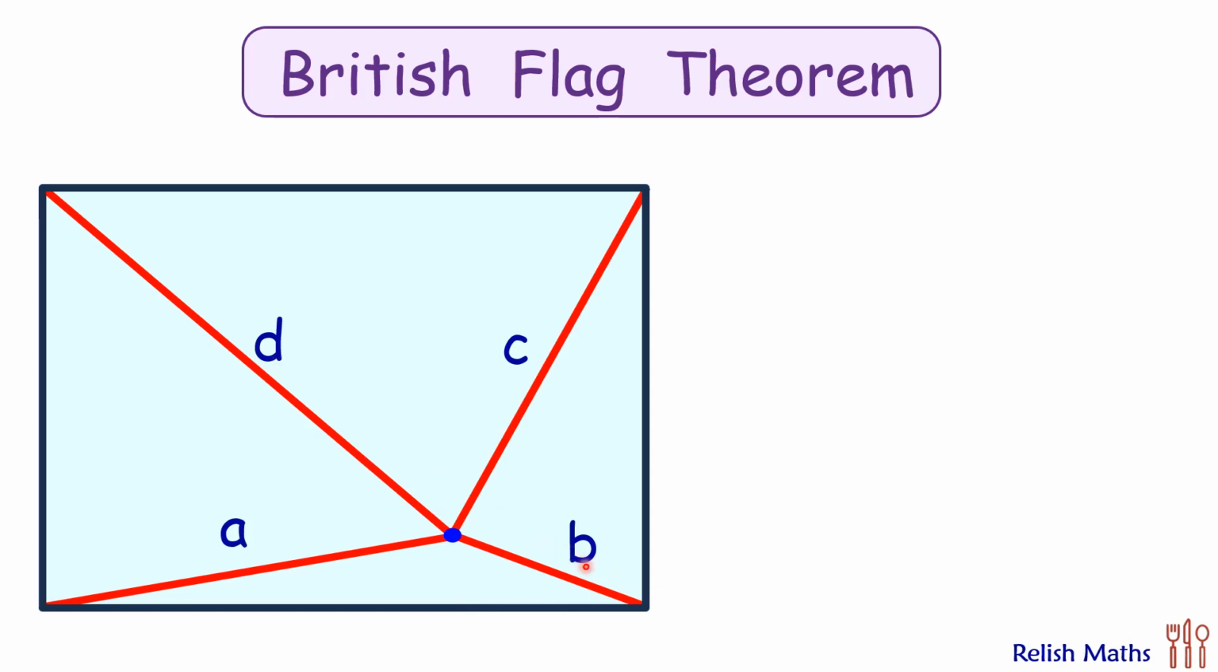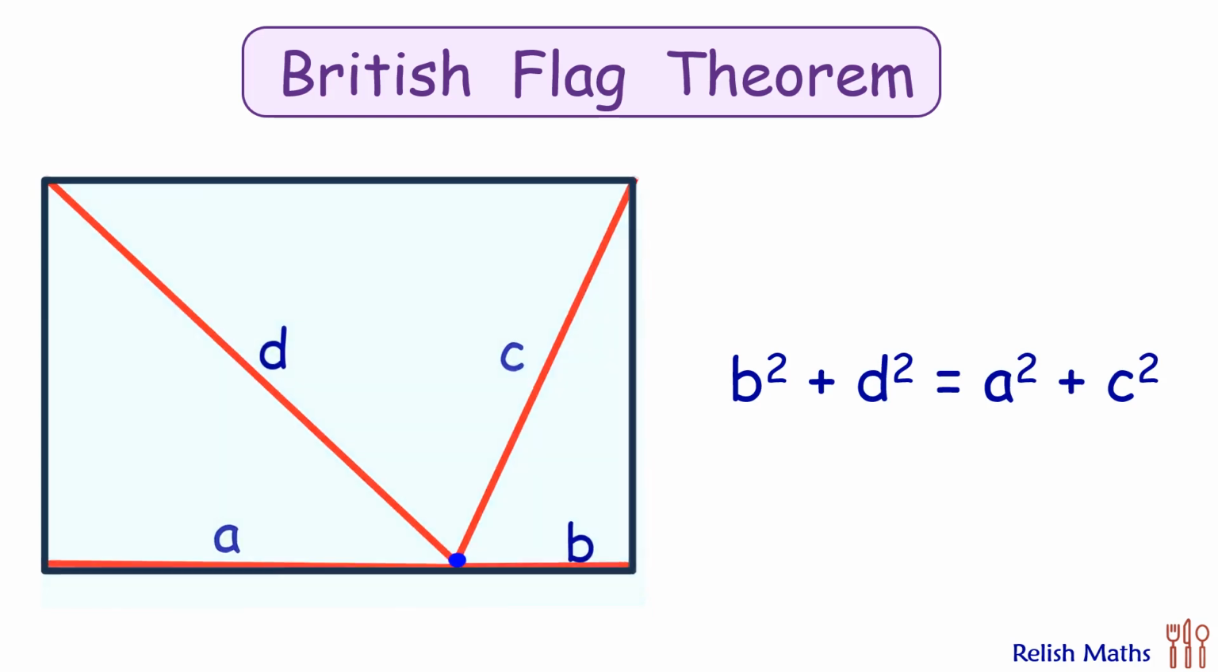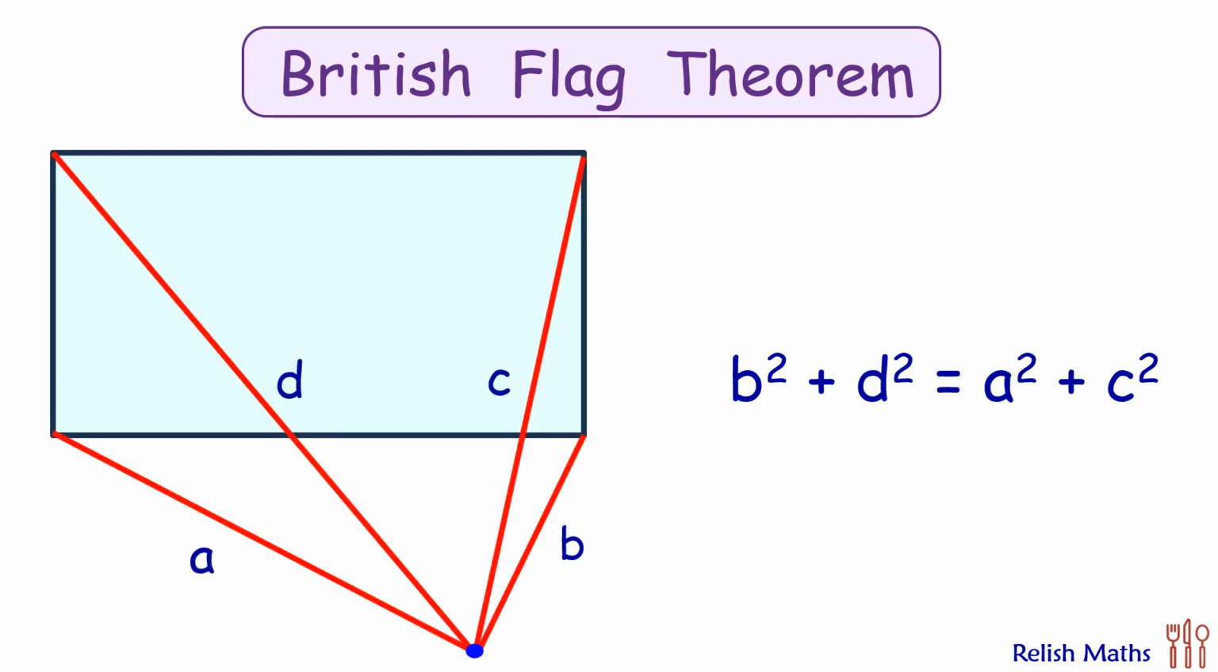Then the relation between them is given by British Flag Theorem, which states that the line segments from the opposite vertices we are taking first, that's B square plus D square, is equal to A square plus C square. Even if this point, instead of inside the rectangle, lies outside the rectangle, then still this theorem holds true. In fact, if this point is lying in a space forming a 3D shape of a pyramid, then also the theorem holds true.